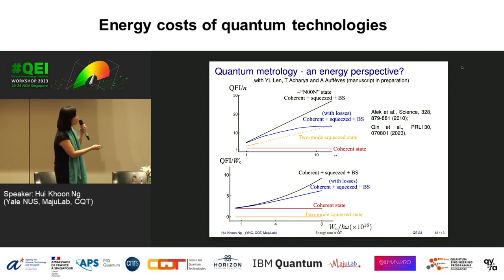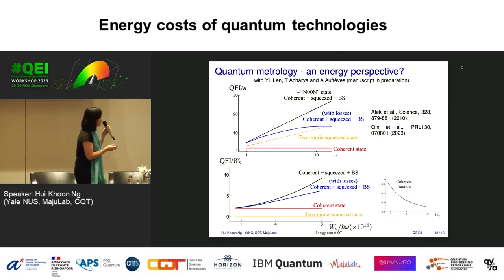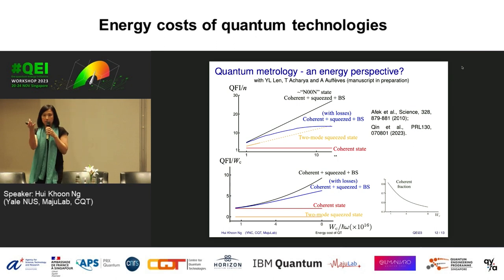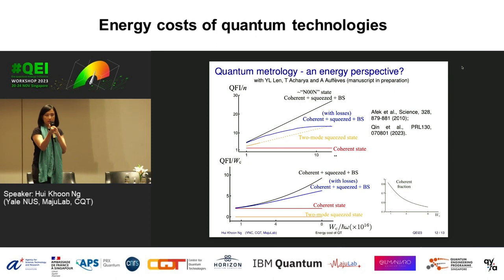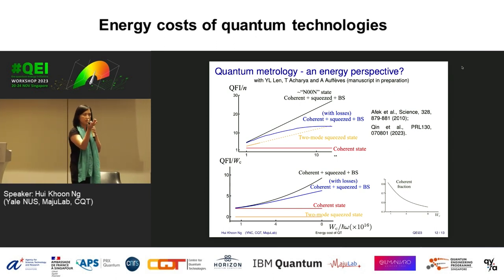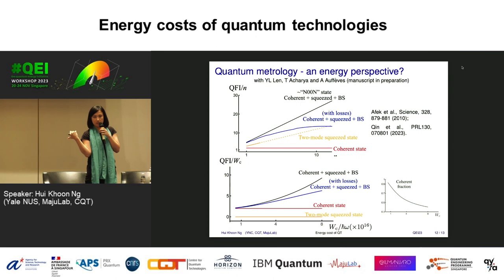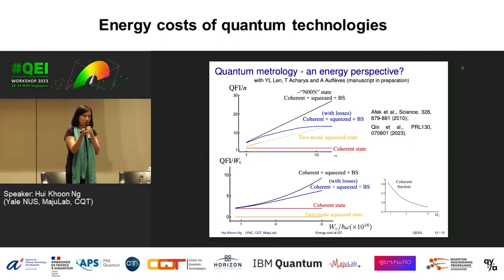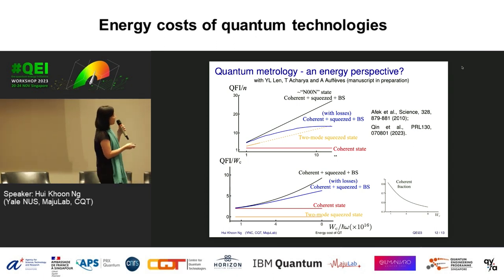But let me reveal a little bit more about what goes into this graph. For these two states, you should just look at the black one, because the blue one is just with loss. With the black state, what is happening is that I'm allowing myself, because WC is given to me, to decide how much energy I want to invest in the squeezed state portion. Maybe I don't want to put all of it into the squeezed state, so I want to put some of it into the coherent state. And this is what this is actually showing.